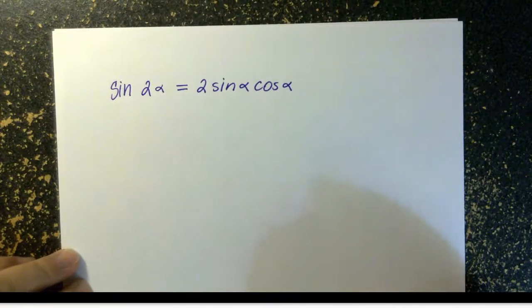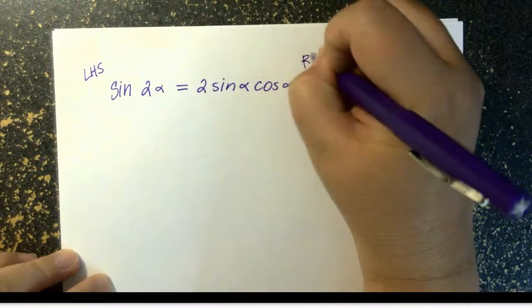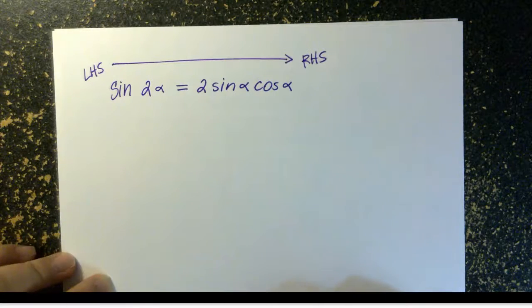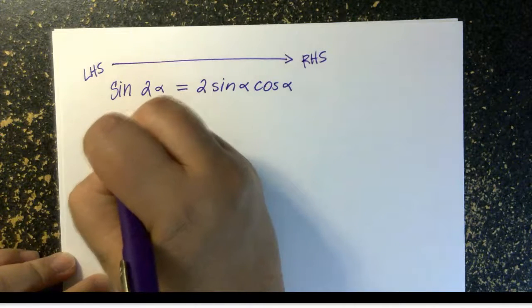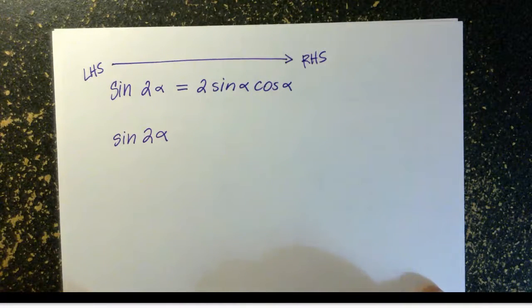Now, very often people say, this is the left-hand side, this is the right-hand side, and I'm going to start with the left-hand side and I'm going to show that I can get from there to the right-hand side. So let's go ahead and do it that way. Let's go ahead and say the sine of 2 alpha. This is where I'm starting.